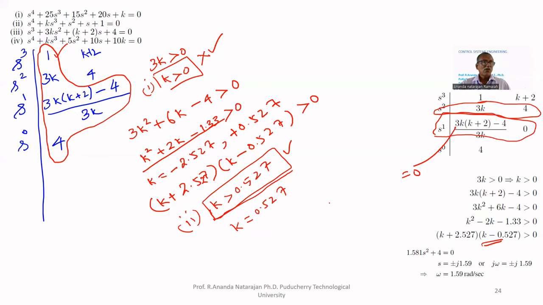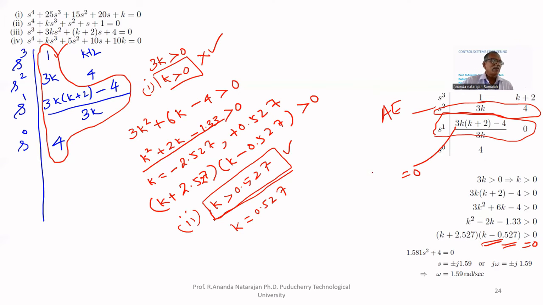Are you able to follow? If S power 1 row becomes 0, for what value does this become 0? The factorized value is 0.527. Therefore, when K equal to 0.527, the S power 1 row becomes 0. It is an important point you consider. Only one element is there in S power 1. Therefore, row of zeros. Therefore, the S square row becomes the auxiliary equation.